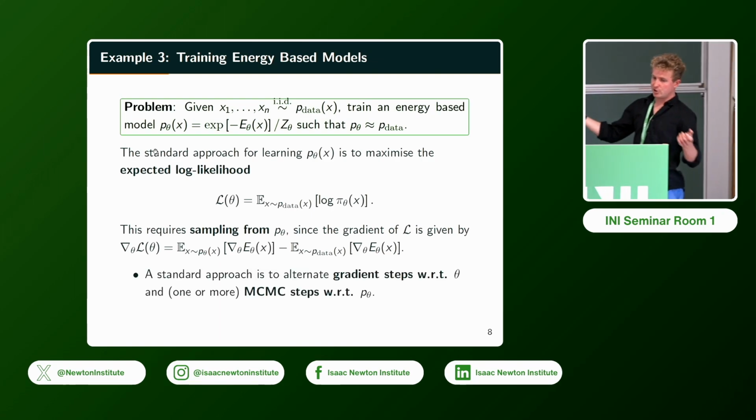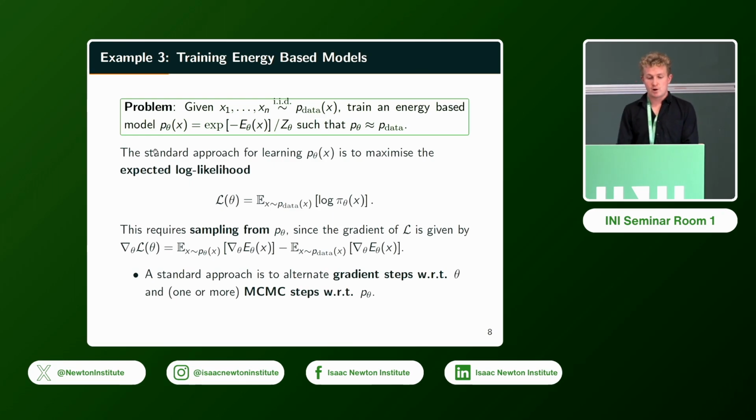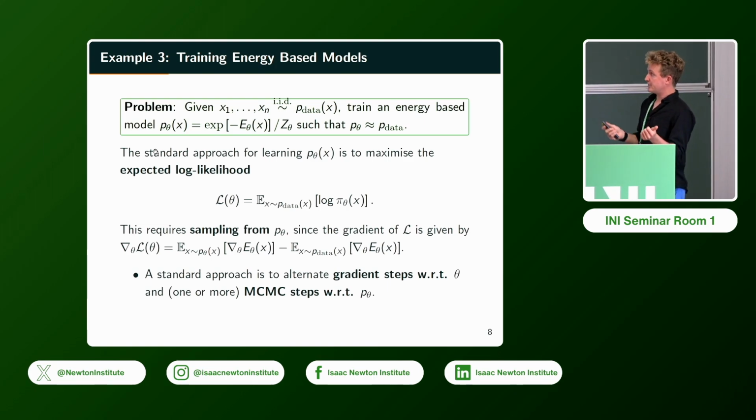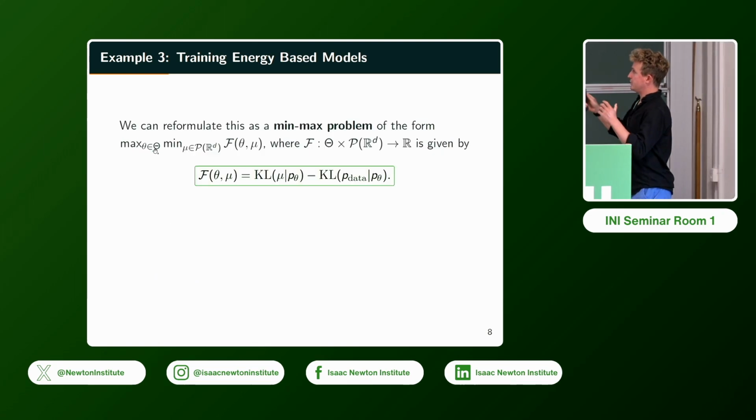A standard approach to solving this is to alternate gradient steps with respect to theta, and then run one or more MCMC steps with respect to your model p_theta. But one, that's difficult to analyze in practice, and two, you might need to run a vast number of MCMC steps to get an accurate sample from p_theta. So how does this fit into this framework?